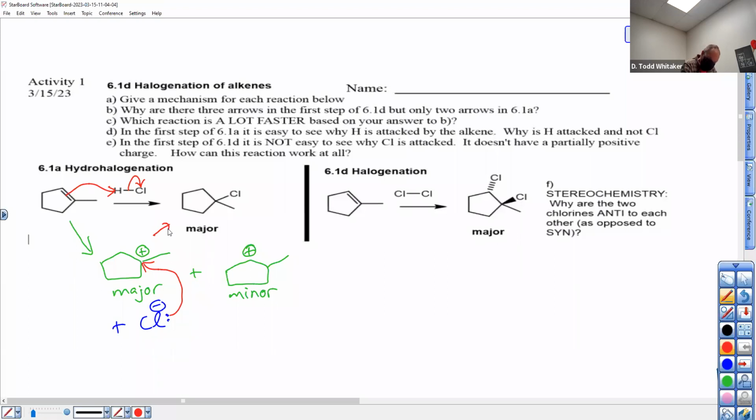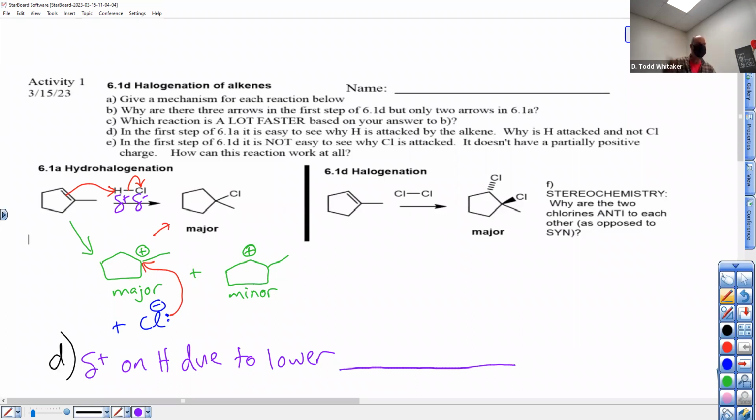I can do part D right now. Let's do D while we're here. Here's the answer to D. I would accept that as an answer for D. Delta plus on H due to lower, what's the magic word that goes in the blank? We have an activity right back there. Electronegativity.